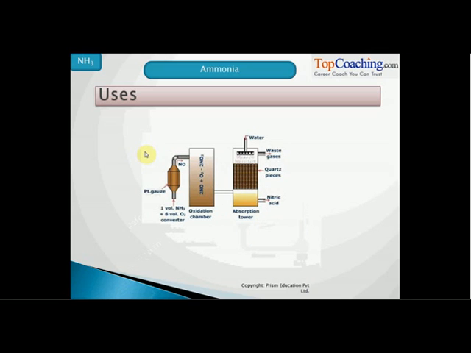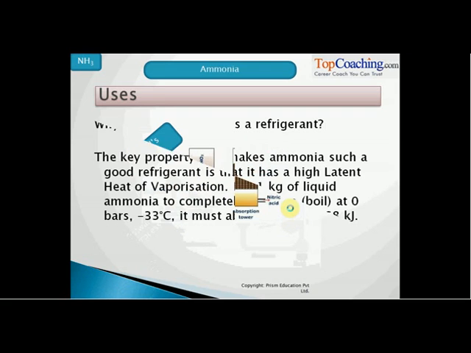So here we have the production of nitric acid with the help of Ostwald's process. With the help of Ostwald's process, ammonia is the primary chemical used to prepare nitric acid, and nitric acid further is used in a lot of chemical reactions.